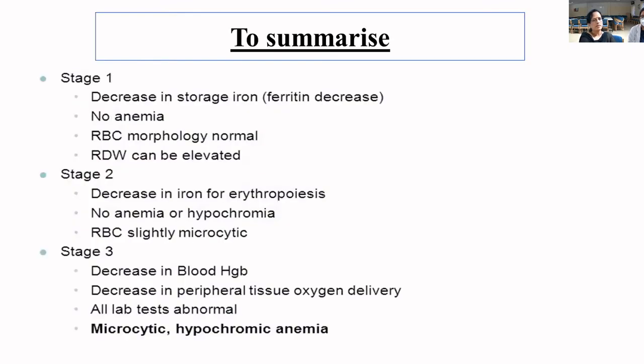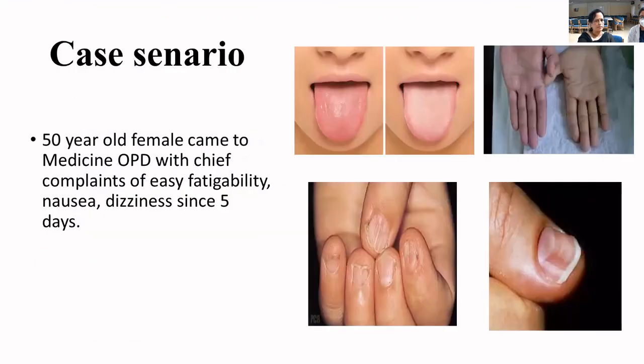Okay. So this is what she has summarized. So iron is decreased. Iron stores are decreased. Okay, fine. Then microcytic hypochromic blood picture would be there. Yes. So there's a case scenario here. The same case what you have taken.